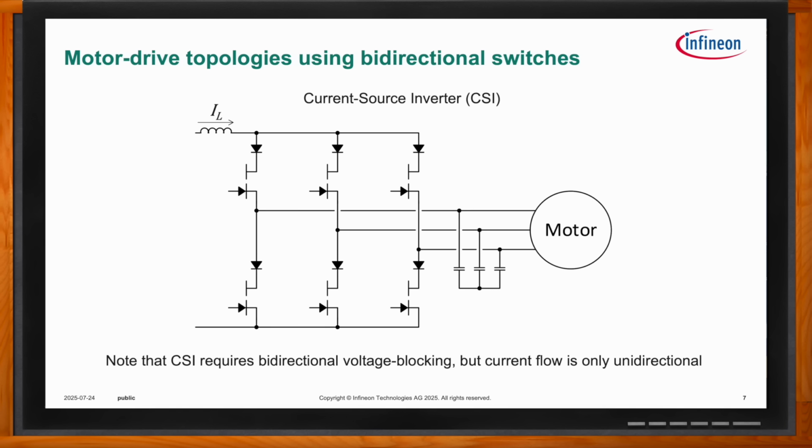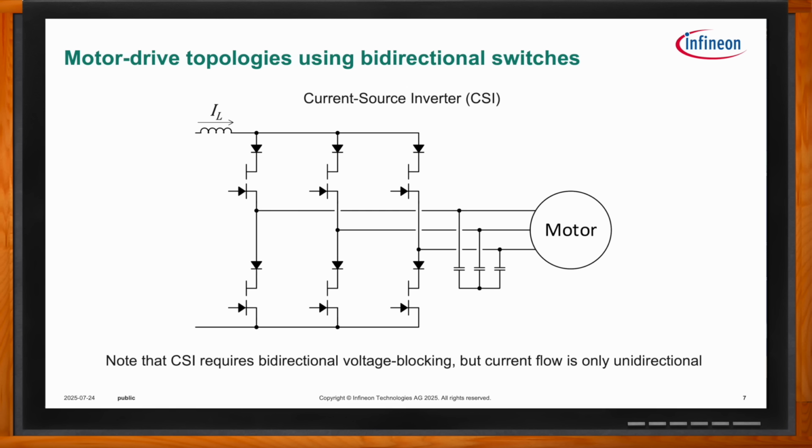Would I have to use the six diodes as shown here, or could I use the two transistor BDS you showed earlier in each switch position and skip the diodes to lower the losses? The way I've drawn this is really kind of a block diagram.